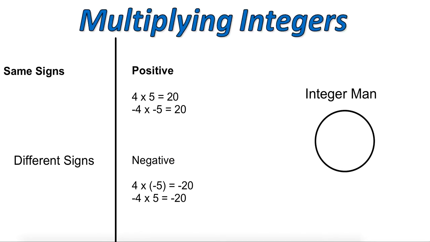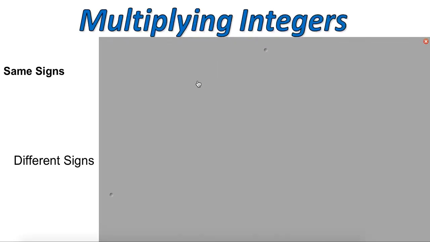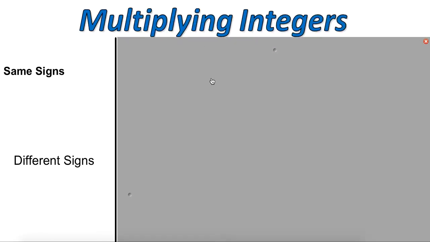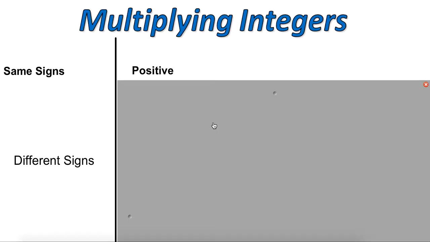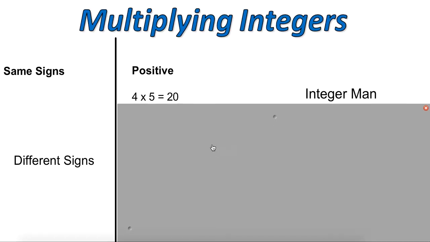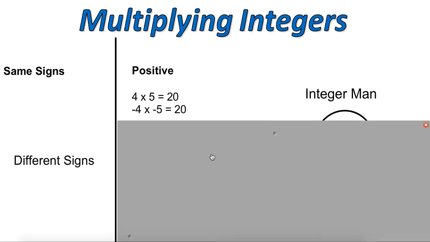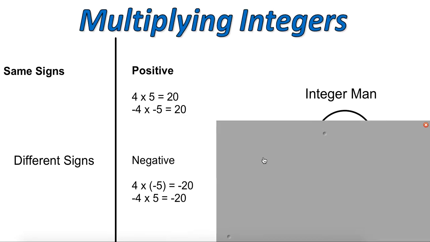So let's get the rule for this. With multiplying integers, if the signs are the same, and they're both positive, the answer is positive. So for instance, 4 times 5 is 20, and negative 4 times a negative 5 is 20. If the signs are different, 4 times a negative 5 is a negative 20, and a negative 4 times 5 is a negative 20. It doesn't matter where the negative is. If you just have one different sign, it's going to be negative.